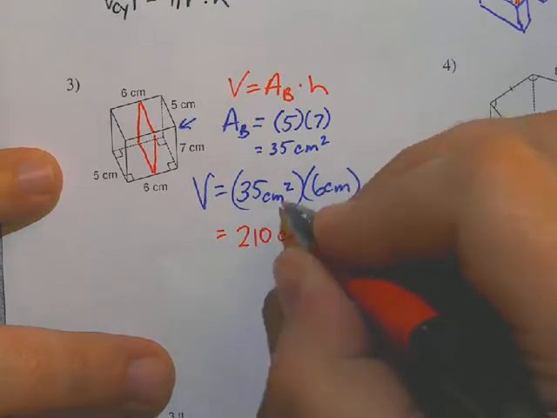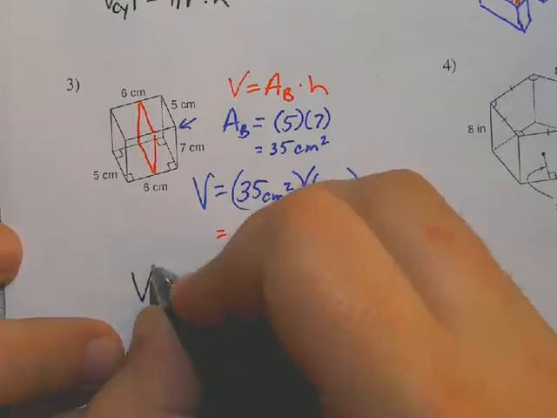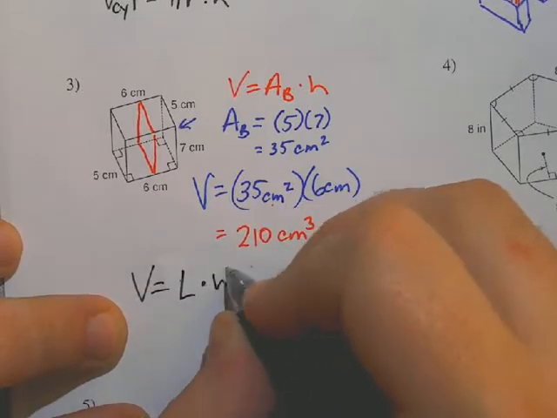And multiplying this out, I'm going to get, let's see, 6 times 30 is 180. 6 times 5 is 30. So that's 210. And then centimeters will be cubed now that you do those together.